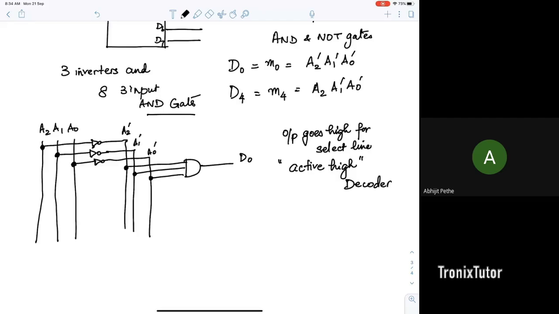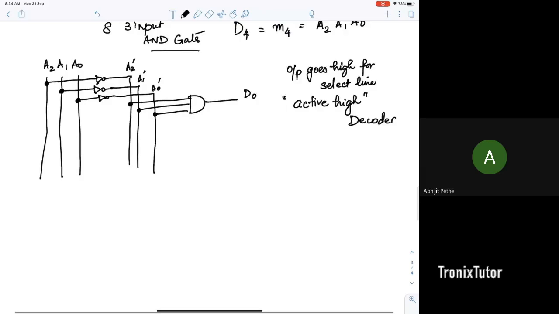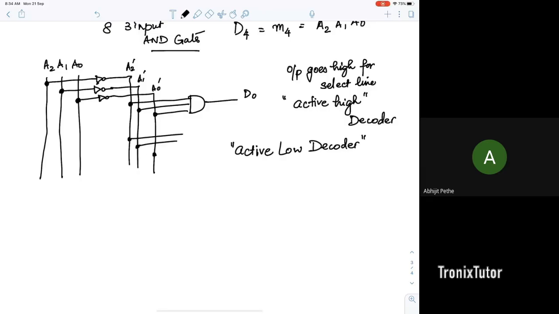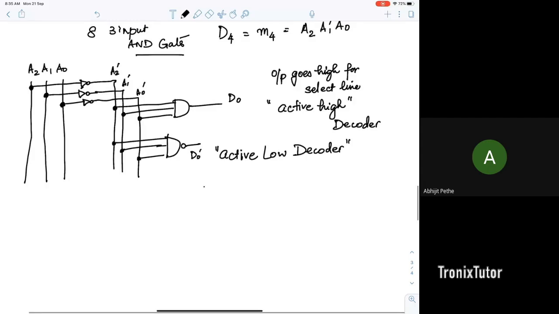That is, the output goes high, otherwise it's a zero. So it's called an active high decoder. In the market, many times you get what is known as an active low decoder. The active low decoder is made up of the same implementation, but instead, let me just draw, instead of this, I would send it through an AND gate.